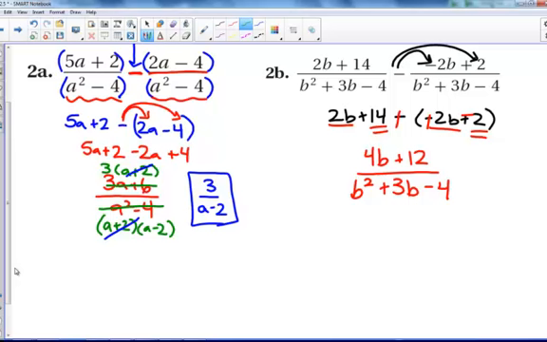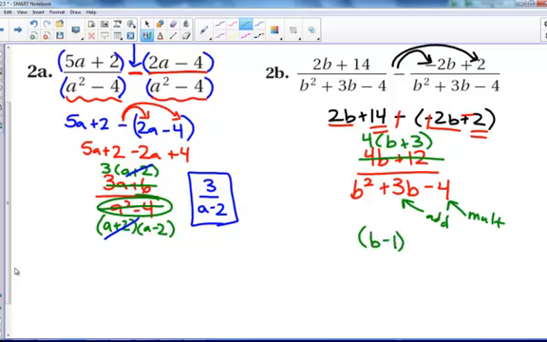So let's factor. Take out the greatest common factor on top. Every time you have a binomial, that's what you're doing. You're looking for the greatest common factor first, or you're looking to see if it is the difference of squares. And in the denominator, two numbers that multiply to give you -4, that add to give you 3, are -1 and +4.